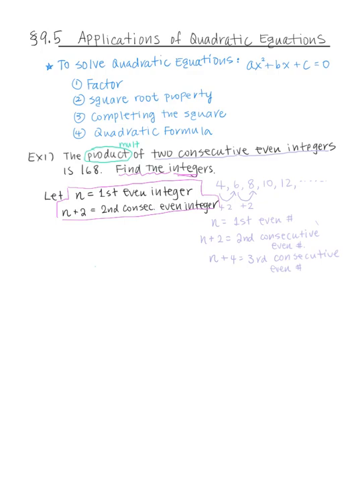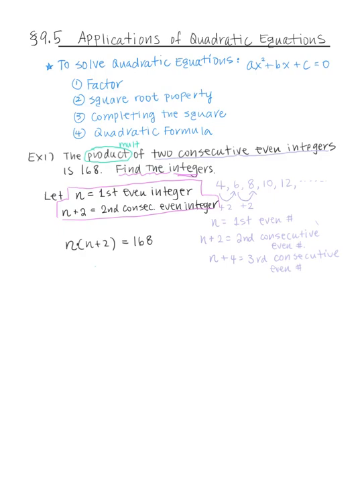Okay, I think we're ready to set up the equation, so let's do it. It says the product of two consecutive even integers is 168. So what's the first even integer? That's n. Product means multiply. And then the second consecutive even integer is defined by n plus 2. Now if I multiply these together, it better multiply to 168. From here, we're going to have to set up the quadratic equation and just solve for n.